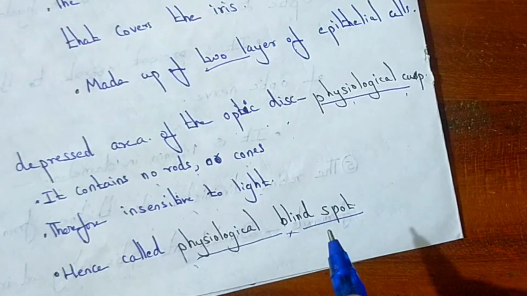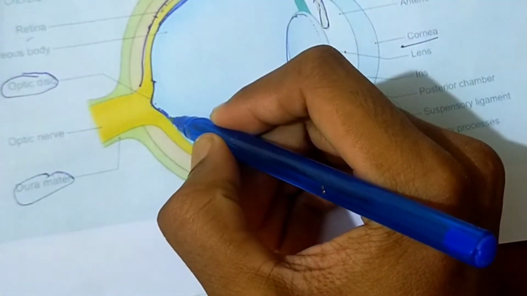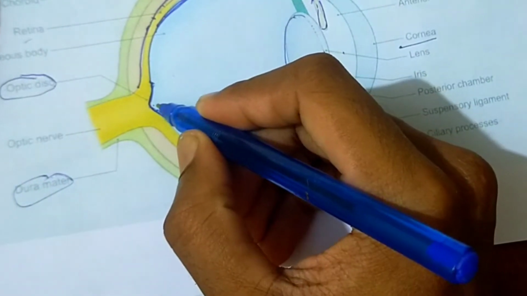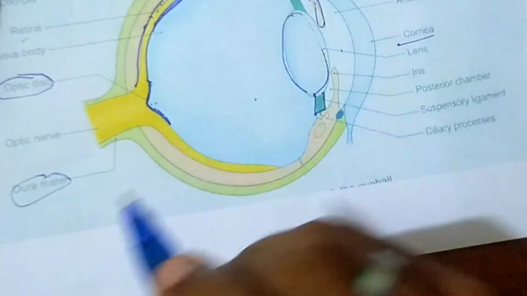Let me show you once again. This is the optic disc, and this is called the physiological cup. It has no rods, no cones, hence called the physiological blind spot.